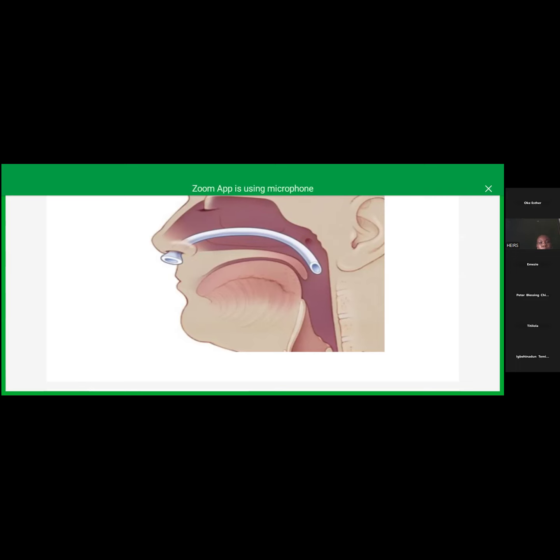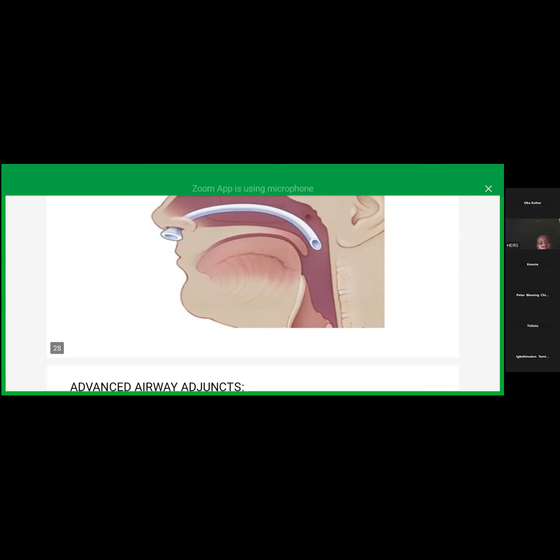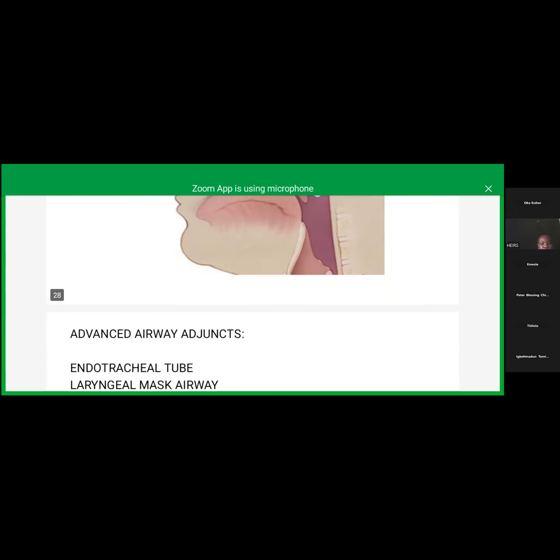Simple procedure. First step, suction. Second step, measure the length from the nose to the earlobe. Third step, lubricate the device. And the fourth step, gradually insert it through the nose with this curve end facing downward. Simple and easy to do.